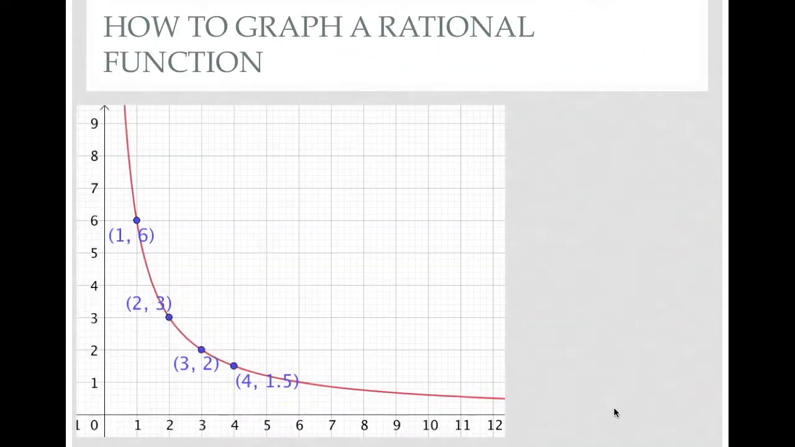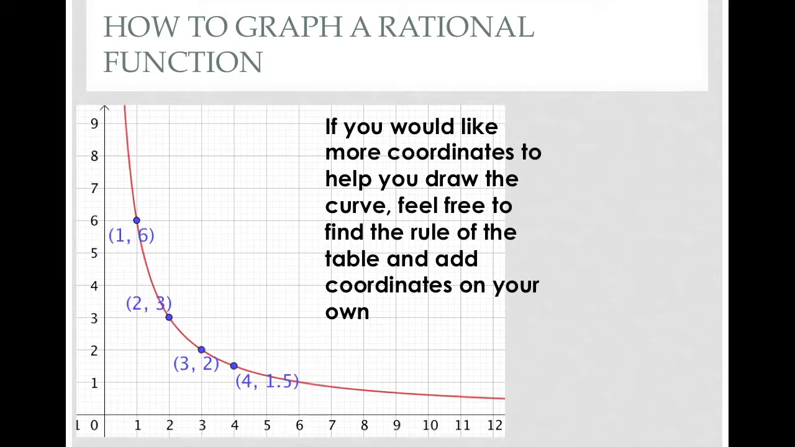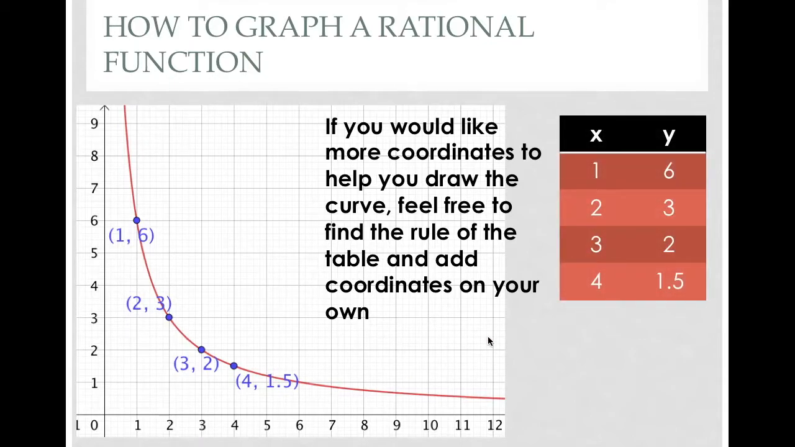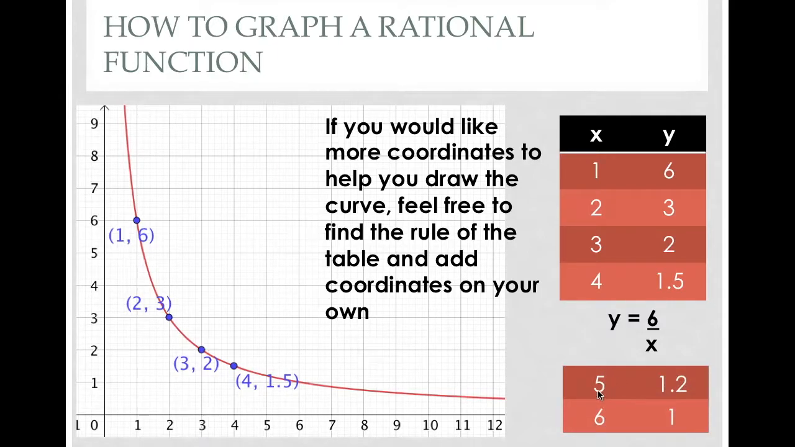So I've done it for you here, again, using GeoGebra. Obviously, the more coordinates you have, the better your curve will look. So feel free to add coordinates on your own. So here's the table of values that I gave you originally. And if you didn't guess by now, the constant here is 6. So my rule for this table of values is actually 6 over x. So if I wanted to continue just by plotting a little bit more points, I would get 5 and 1.2 and 6 and 1. And that might help me continue my curve a bit better.